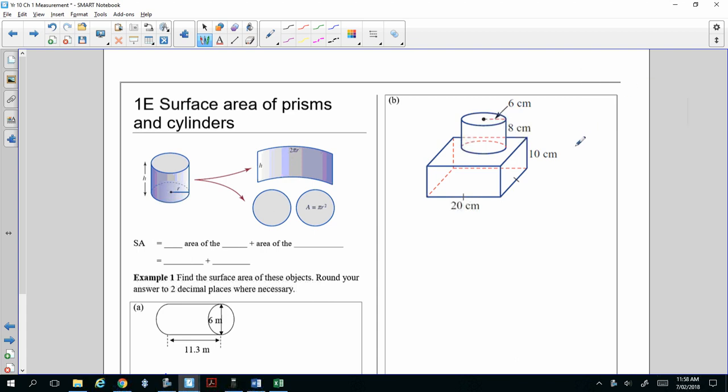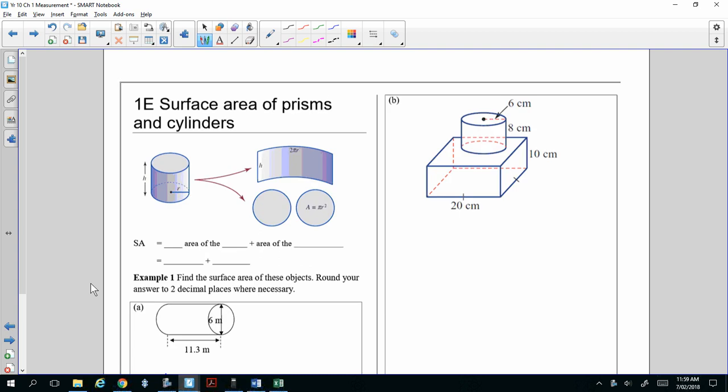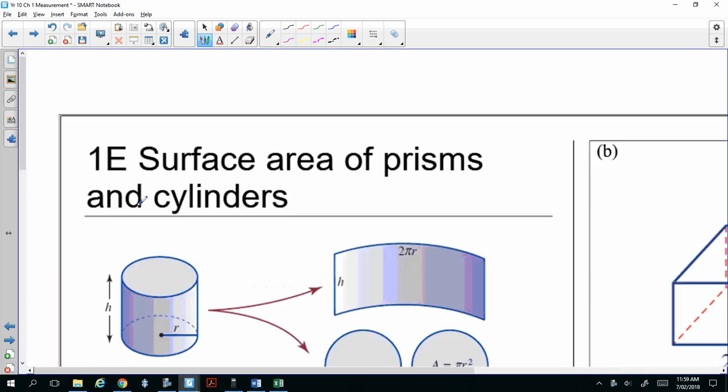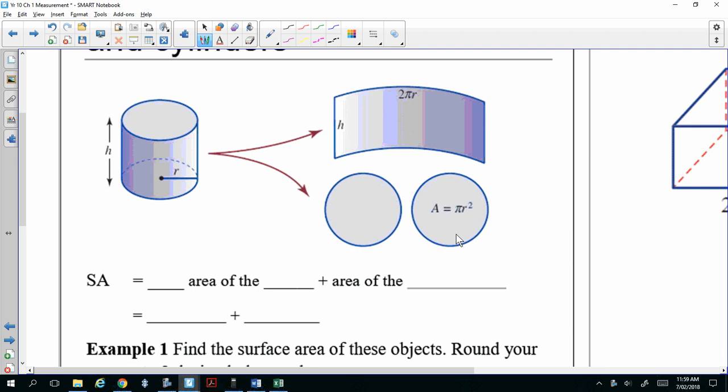Surface area of prisms and cylinders, as well as exercise 1F, which is on surface area of pyramids and cones. So we have to do 2 exercises today so that we can finish by Friday, okay? Alright, so we're going to enlarge the screen, and surface area of cylinders was taught last year, so if you forgot, this will be a good revision.